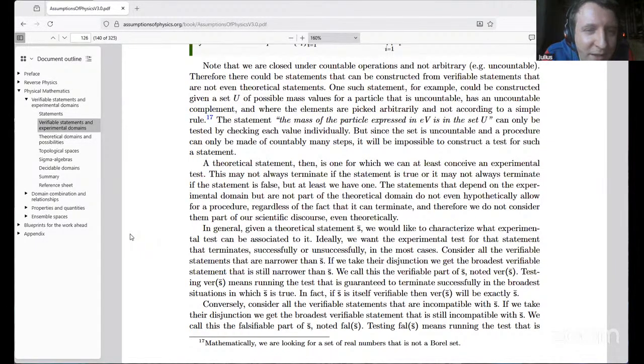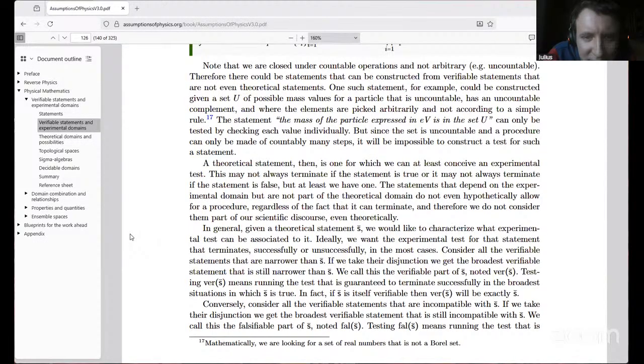The statement, the mass of the particle expressed in electron volts is in the set U, can only be tested by checking each value individually. But since the set is uncountable and a procedure can only be made of countably many steps, it will be impossible to construct a test for such a statement. A theoretical statement, then, is one for which we can at least conceive an experimental test. This may not always terminate if the statement is true, or it may not always terminate if the statement is false, but at least we have one.